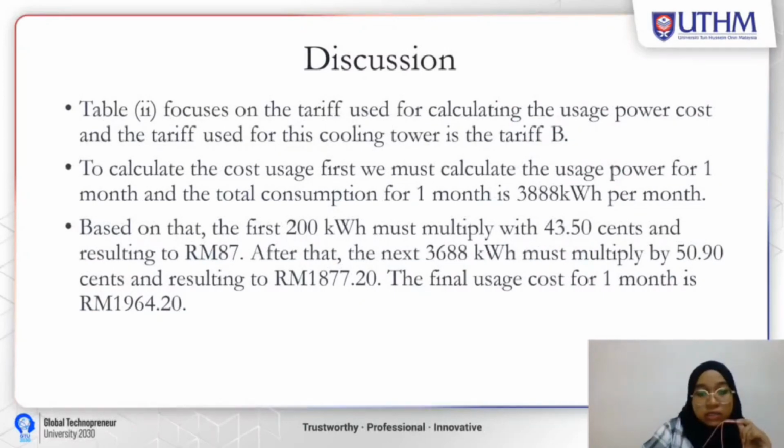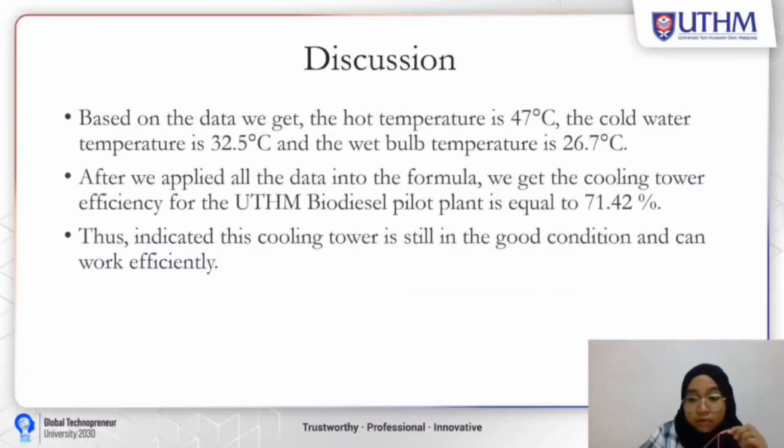To calculate the cost, first we must calculate the usage power for 1 month, and the total consumption for 1 month is 3,888 kilowatt hour per month. Based on that, the first 200 kilowatt hour is multiplied by 43.5 cent, resulting in RM 87. After that, the next 3,688 kilowatt hour is multiplied by 50.9 cent, resulting in RM 1877.20. And the final usage cost for 1 month is RM 1964.20.